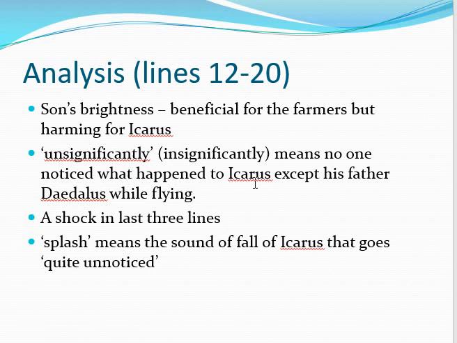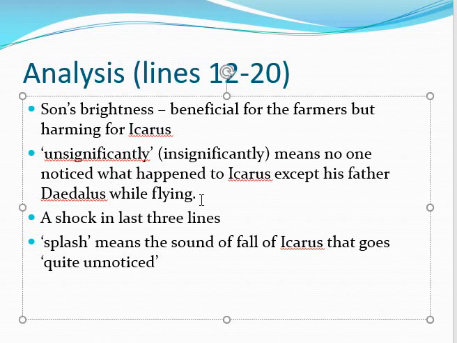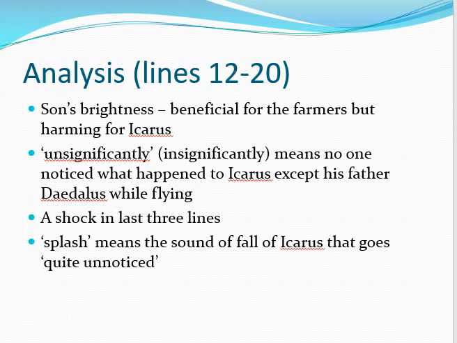No one noticed what happened to Icarus except his father Daedalus while flying. As we know, the father was still flying in the air, so only he was the person who noticed the fall of Icarus and no one else noticed. You can see a shock in the last 3 lines. How is it a shock?